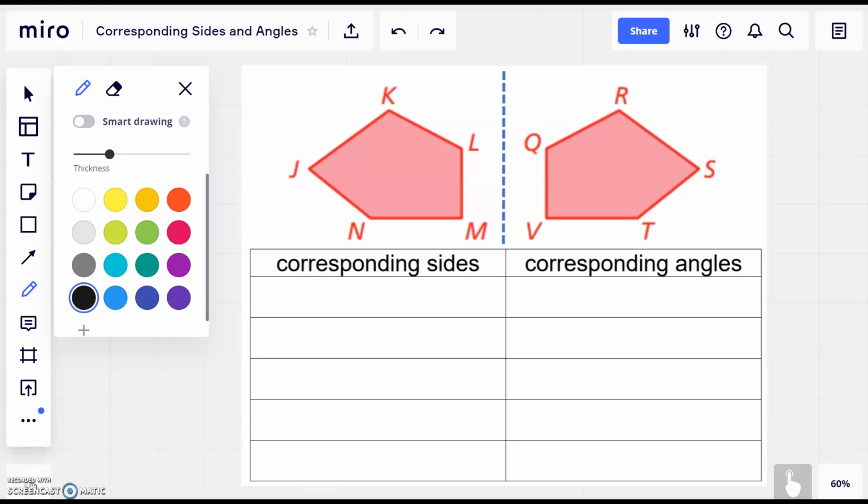Hi class, in this video I'm going to show you what corresponding sides and corresponding angles are. So we've been talking about transformations. You'll see in this diagram, if you take the shape JKLMN on the left, and you reflect it over the line of reflection, which is that blue dotted line, it will result in the shape on the right. So we're going to identify the corresponding sides in each shape, and corresponding is a fancy way of saying the matching sides. So let's start with side LM, which is the side right here.